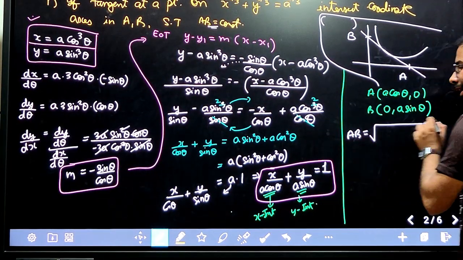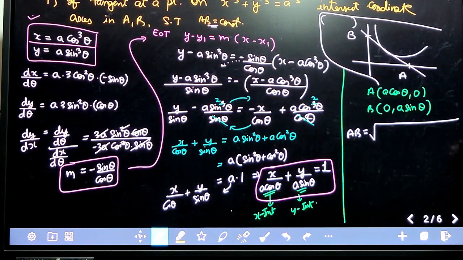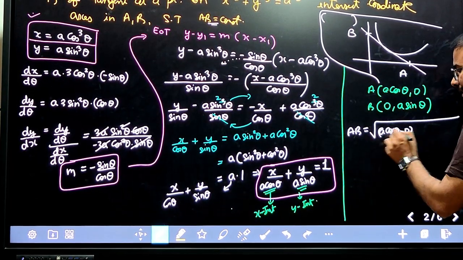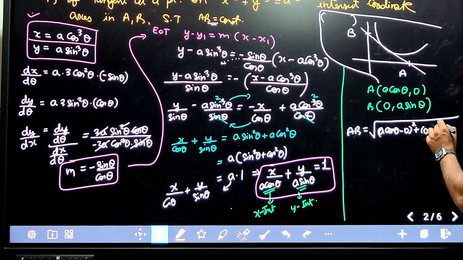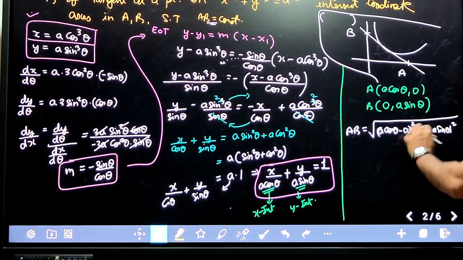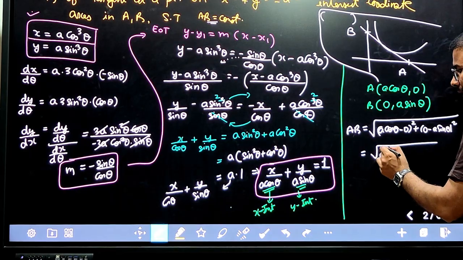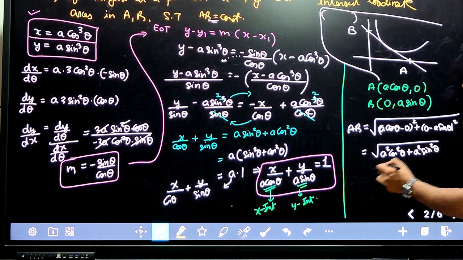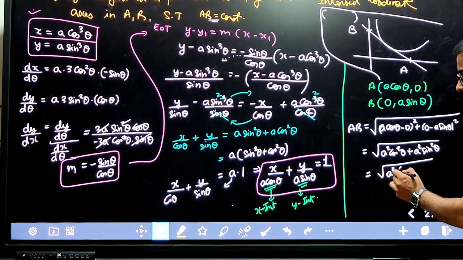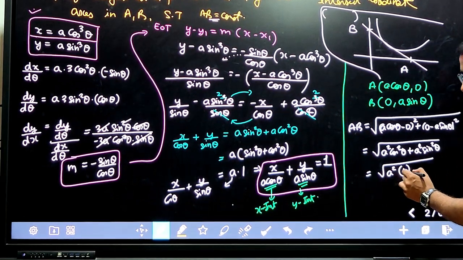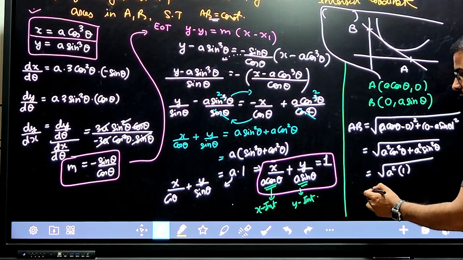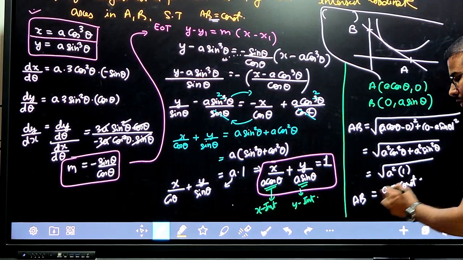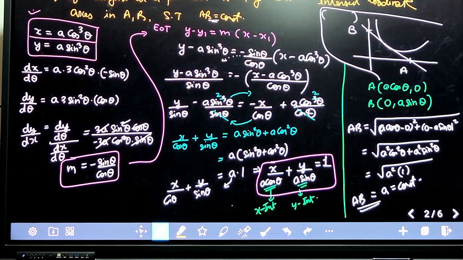Distance formula. x2 minus x1 square plus y2 minus y1 square. So this is a cos theta minus 0 square plus 0 minus a sine theta whole square, which is coming out to be a square cos square theta plus a square sine square theta. What you can take common? A square. What is cos square plus sine square? 1. And what is root a square? A. And a is nothing but your constant. So AB is constant. So easy.